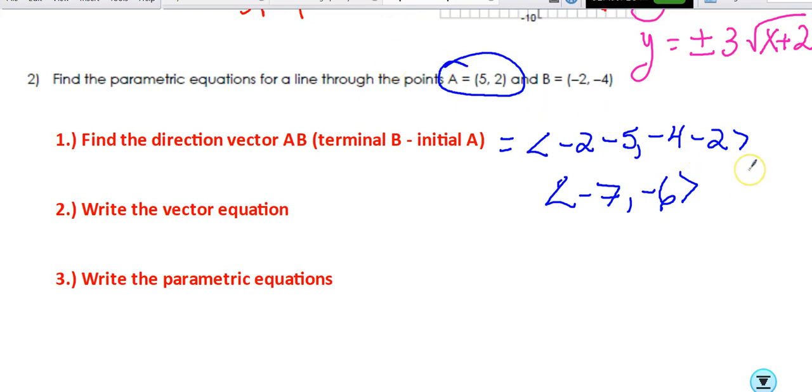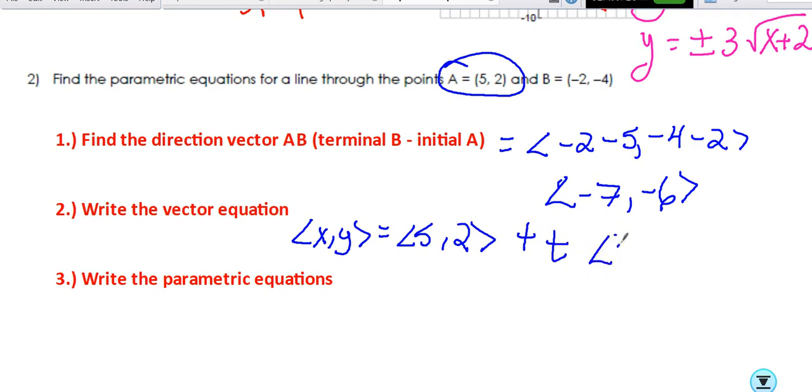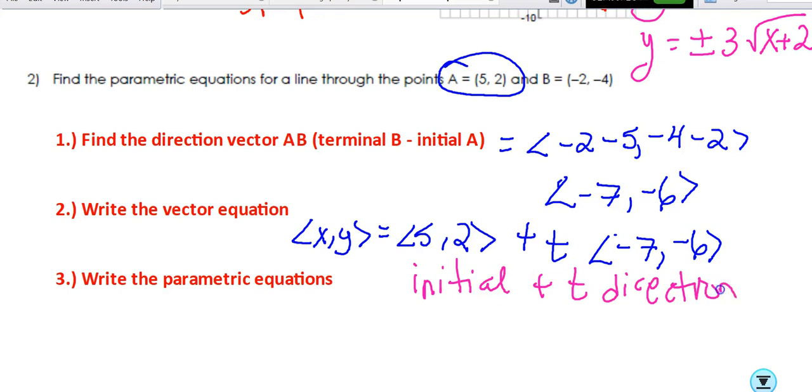So the vector equation is going to be x comma y equals the initial point 5, 2 as a vector. Whoops, that's a 2. The initial point plus the direction vectors like your slope. So I'm going to say t -7, -6. So we've got the initial vector plus t times the direction or the component vector.